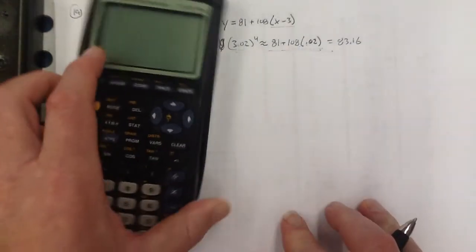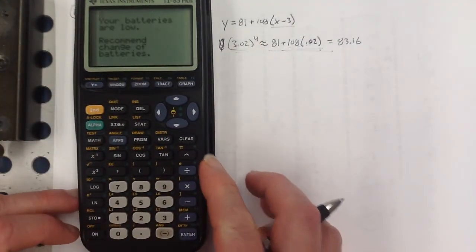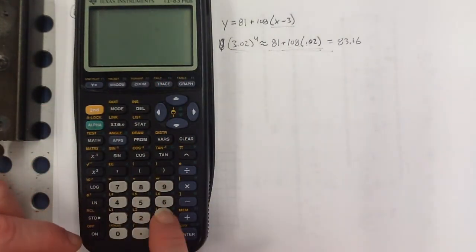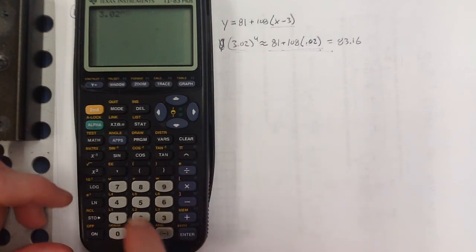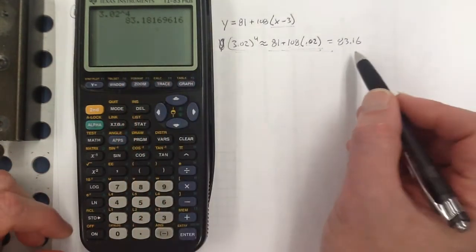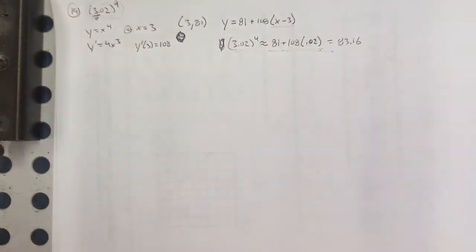Want to check real quick? Oh, my batteries are still low. 3.02 raised to the 4th power. 83.18. We got 0.16. Not too shabby.